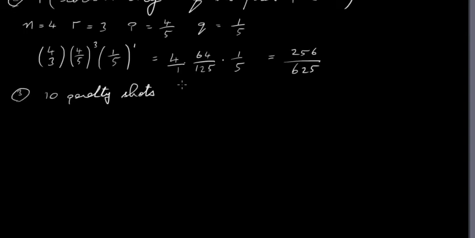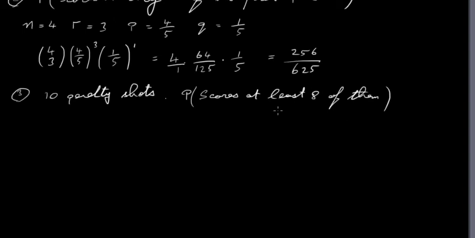So what we need to do is find the probability that he scores at least 8 of them. Okay, so he's taken 10 penalty shots. He must score at least 8 of these penalty shots. Okay, so let's have a look at that.